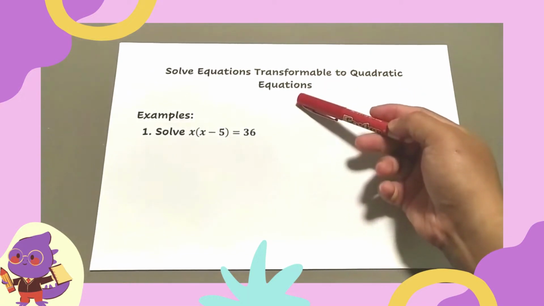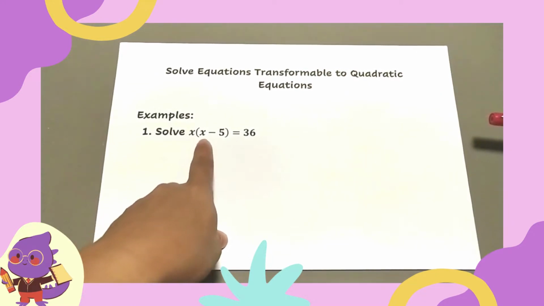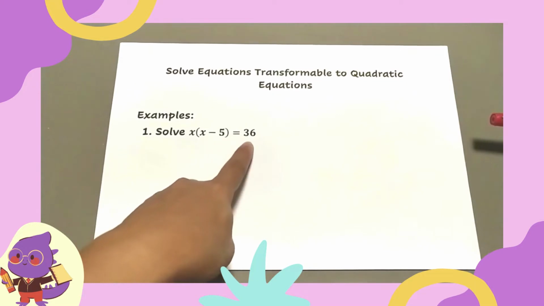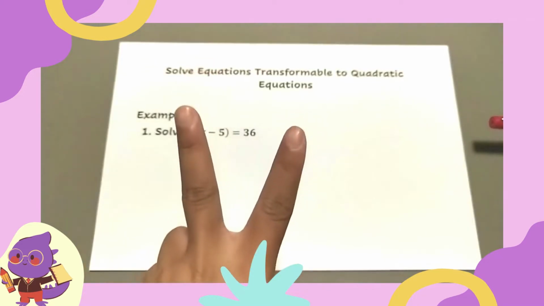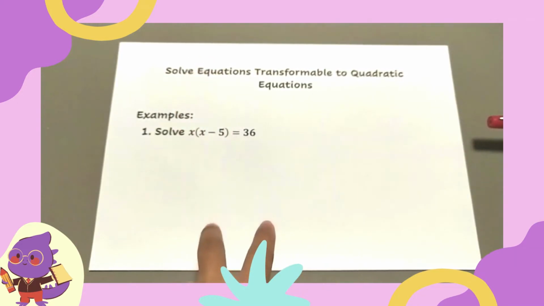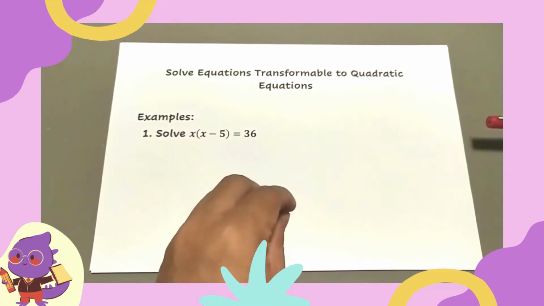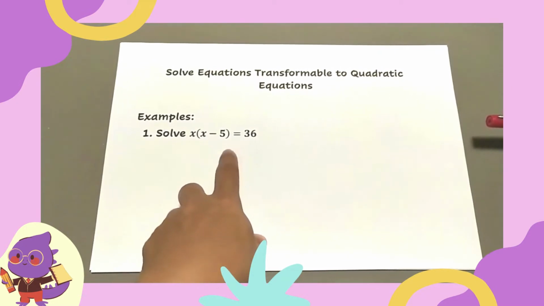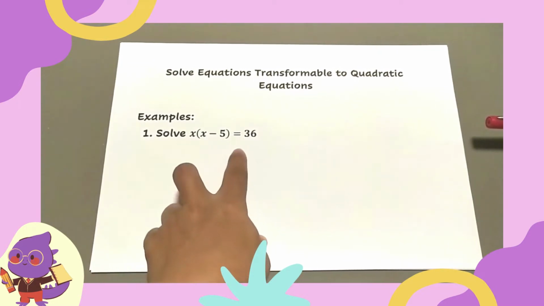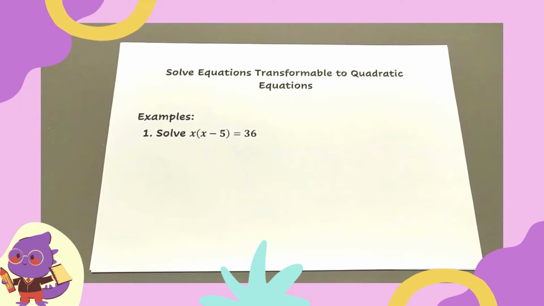Okay? Let's have our first example. Solve x times the quantity x minus 5 equals 36. At first glance, wala kayong makikita dyan na power of 2 or exponent of 2. Meaning, sasabihin nyo, hindi naman yan quadratic equation kasi wala namang power of 2. But if you are going to expand this equation, you will notice that you will have an exponent of 2. Okay? Sige, simulan natin ang solution niyan.